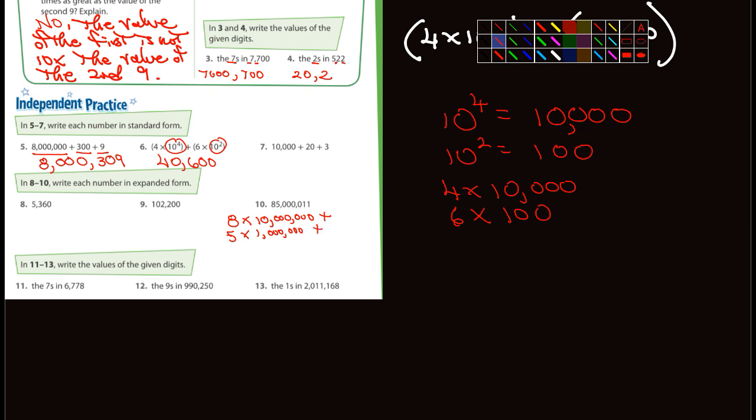Plus, then all these zeros I'm not going to worry about. Plus 1 times 10. That's going to be that one right there. Plus 1 times 1. That's going to be the last one right there. Okay, I think you can do the rest of these on your own.